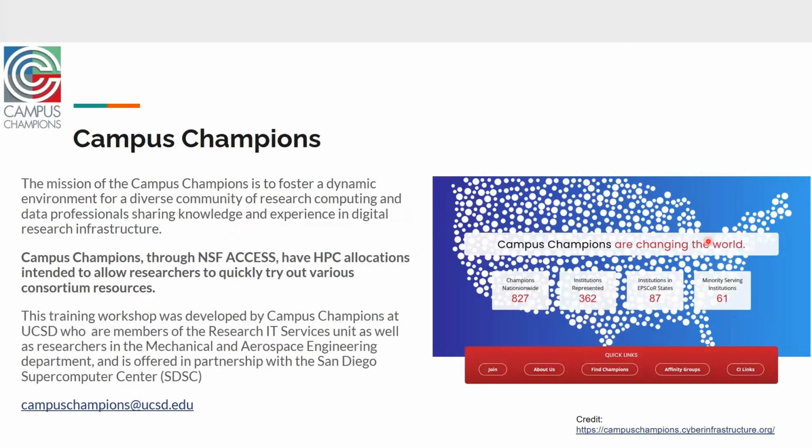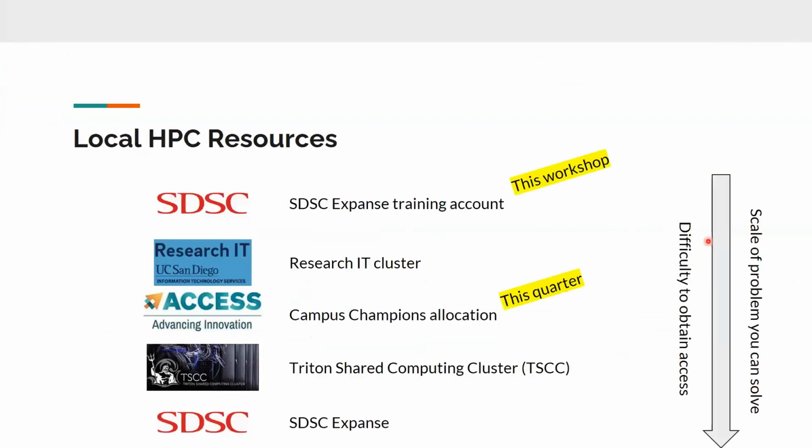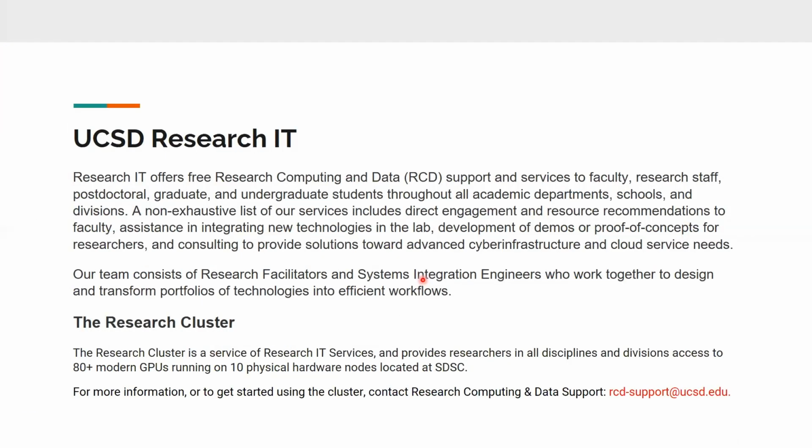Okay, so going back to this here, there are 5 different ones that I've mentioned. The training account. The second one is a Research IT cluster. So I'll now talk about the Research IT cluster. It's a free service that's offered to all faculty, research staff, postdocs, graduate and undergraduate students. And it is intended to be another easy way to get access to some of these HPC resources without having to write a detailed proposal or apply for a detailed allocation.